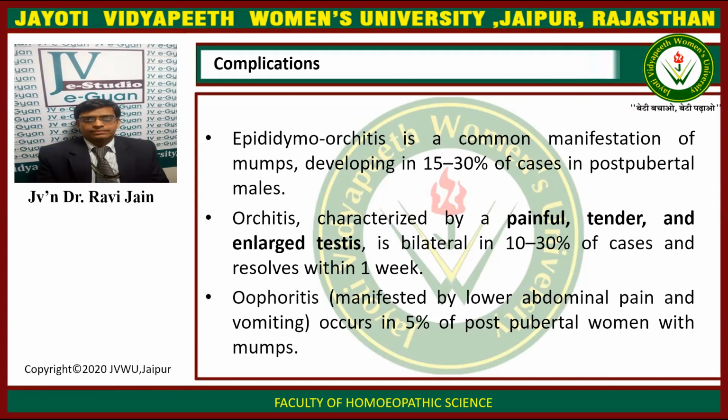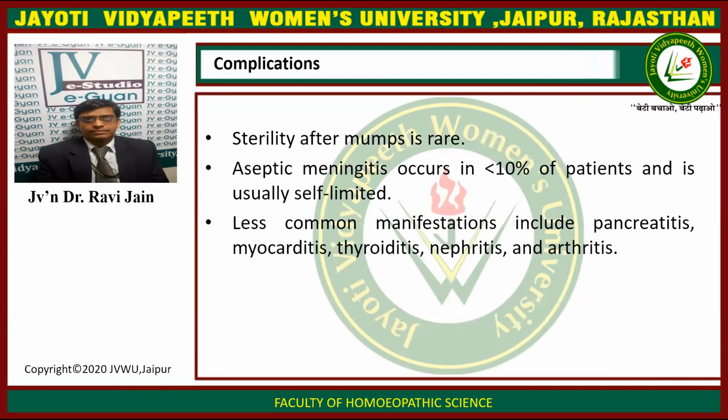Oophoritis is manifested by lower abdominal pain and vomiting. It occurs in 5% of post-pubertal women with mumps. So the complications include epididymo-orchitis and oophoritis. Sterility after mumps is rare, and aseptic meningitis occurs in less than 10% of the patients and is usually self-limited. Less common manifestations include pancreatitis, myocarditis, thyroiditis, nephritis, and arthritis.